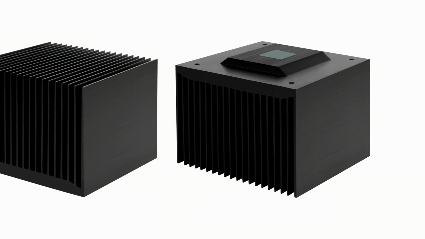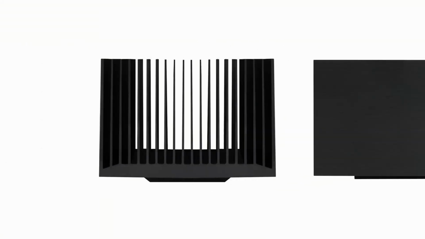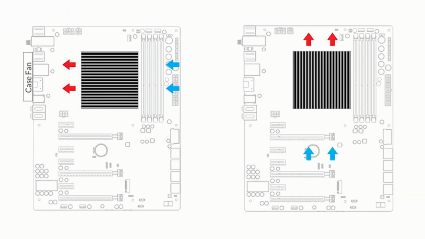The Arctic Alpine 12 Passive is a simple and inexpensive cooler that is basically an aluminum block with cooling fins cut out of it. The online manual for this cooler shows a horizontal orientation if you have a case fan, or a vertical orientation with no case fan.